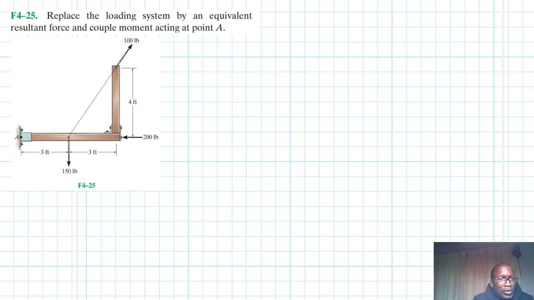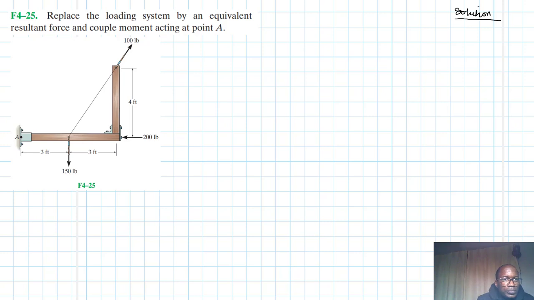Hello, I welcome you all to this another interesting screencast where we're going to be solving this engineering mechanics problem, and it reads: replace the loading system by an equivalent force and couple moment acting at A. This problem is coming from the Engineering Mechanics Statics textbook, 13th edition, by R.C. Hibbeler.